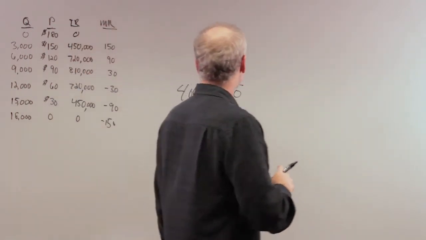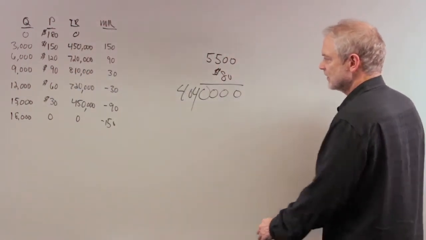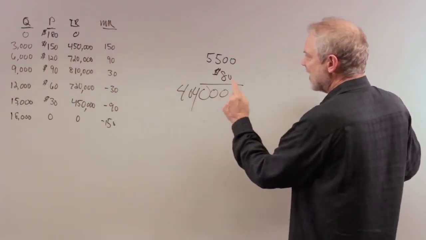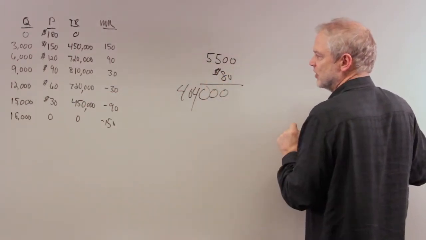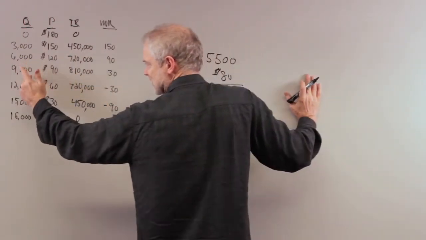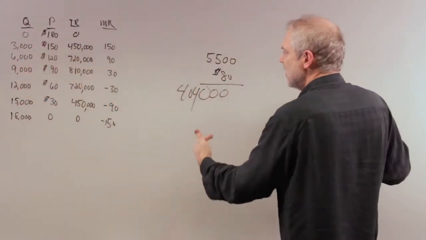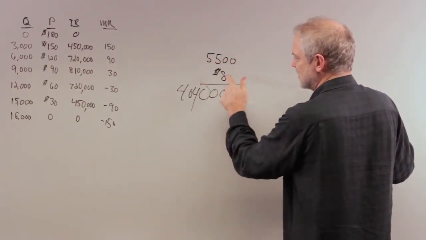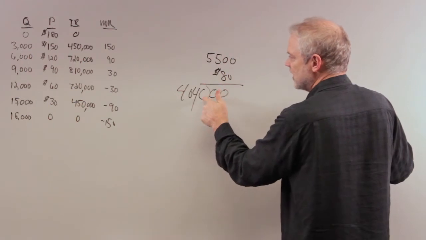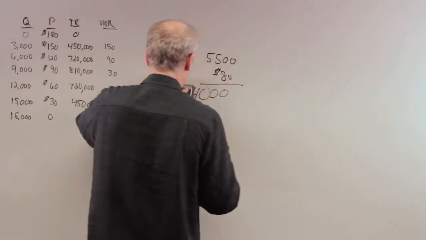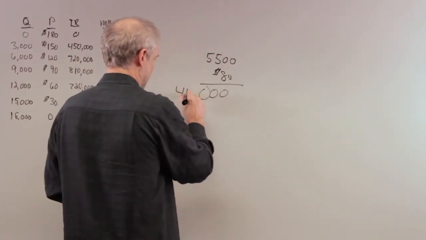Okay, so what's happened here? This firm has done what? They're now selling 5,500 units. They're charging $80 per unit because when they went from 9,000 to 10,000, it pushed the price down. All right, so their revenues go to, let's do it again, 80, 0, 8 fives are 40, and that's 44, so it's 440,000. Okay?